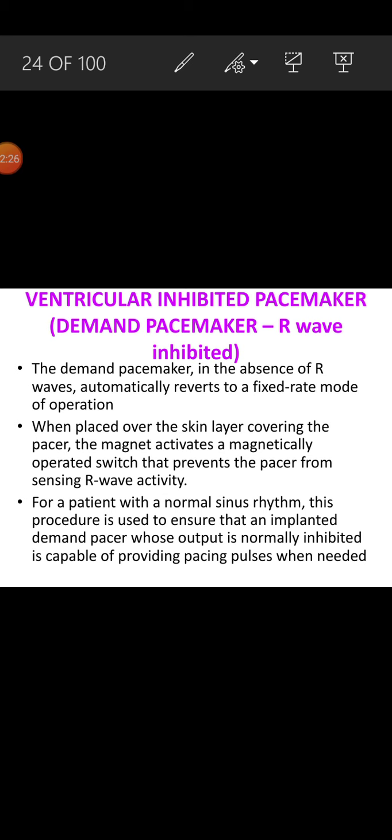For a patient with a normal sinus rhythm, this procedure is used to ensure that an implanted demand pacer whose output is normally inhibited is capable of providing pacing pulses when needed. Evidence of the presence of pacing impulses is obtained from the electrocardiogram. Pacing impulses may appear as pacing artifacts or spikes. Occasionally, they may seriously distort the recorded QRS complex.